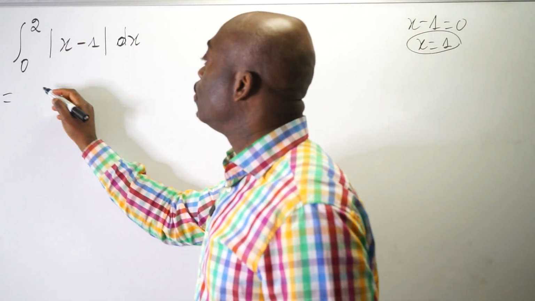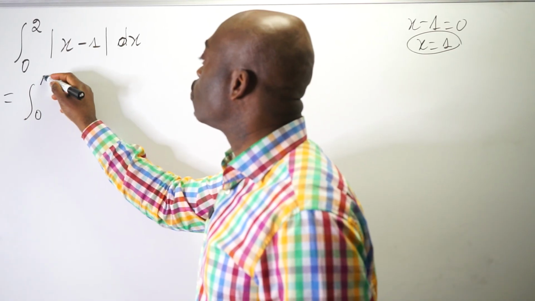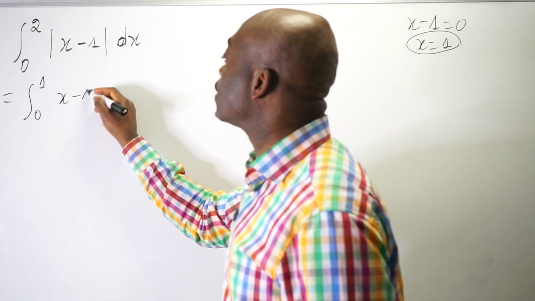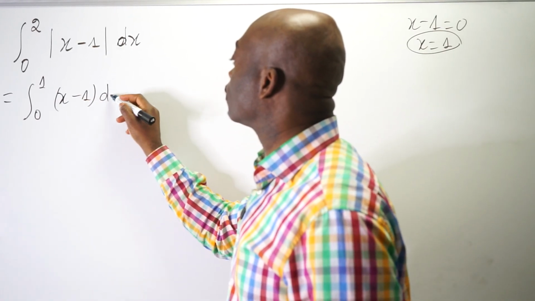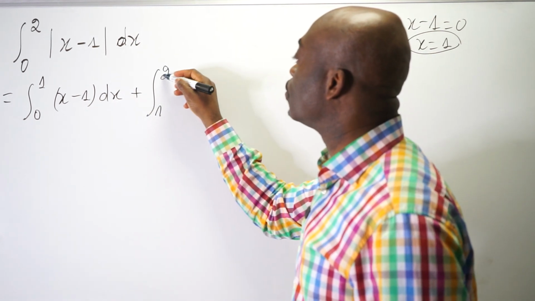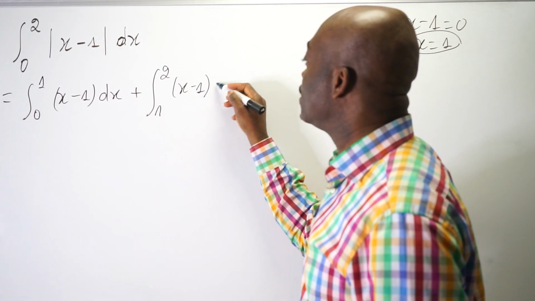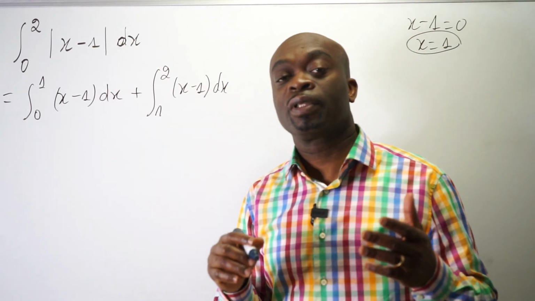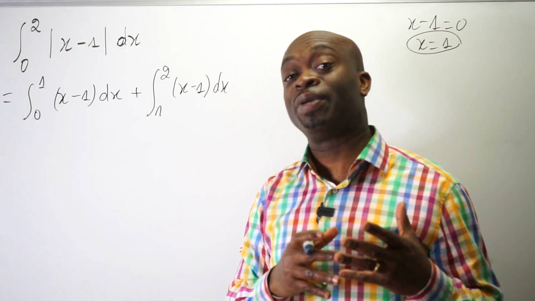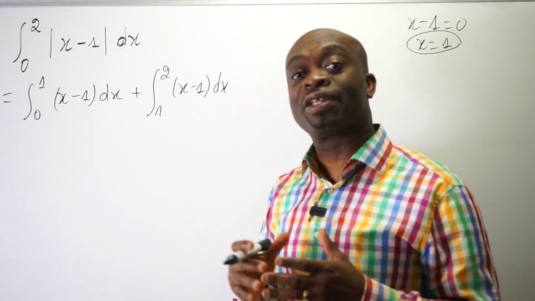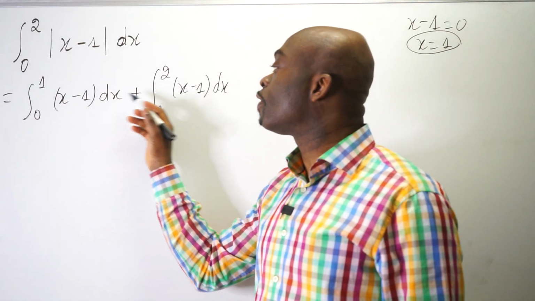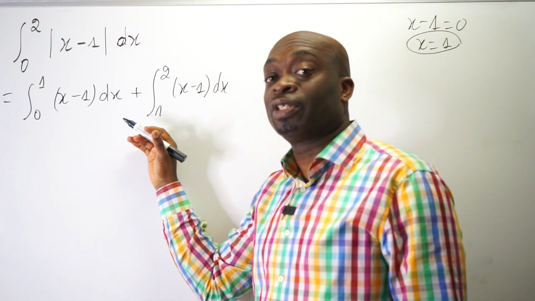Literally, that means you're going to have 0 to 1 of this function without the absolute value, so that is x minus 1 dx, okay? Then plus, you're going from 1 to 2, x minus 1 dx. However, there's a part where the function is going to be a negative function, and the other side is going to be a positive function of the same function. So what we need to do is determine which one of these two functions is negative or positive, all right?